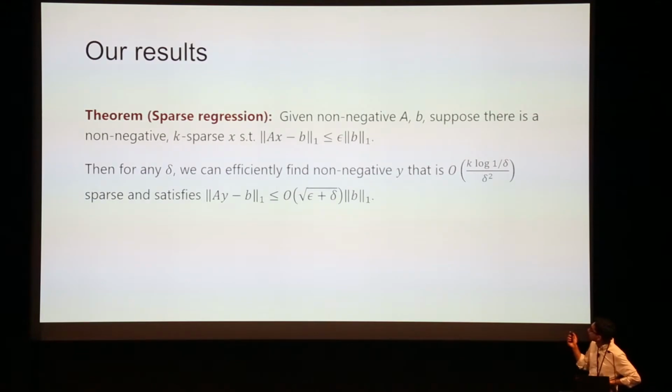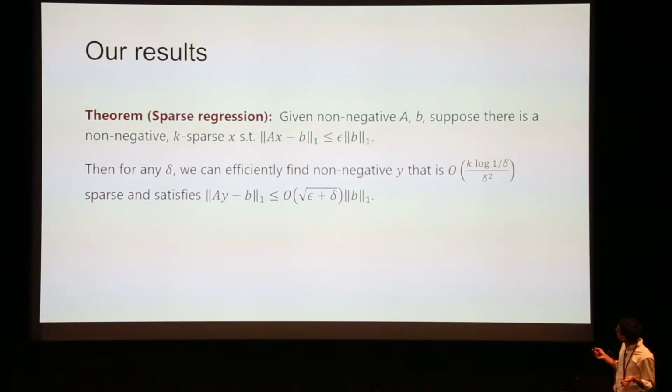Quantitatively, it's the following. For sparse regression, we have the following guarantee. Suppose you have non-negative matrices A and B, and you know that there is a sparse X so that Ax minus B has epsilon error. Let's assume B is normalized to have L1 norm 1, and suppose there exists some k-sparse X so that you have error which is at most epsilon. Then what you can show is that for any delta bigger than 0, you can efficiently find a non-negative Y that has sparsity that depends on delta. It's like 1 over delta squared times k.